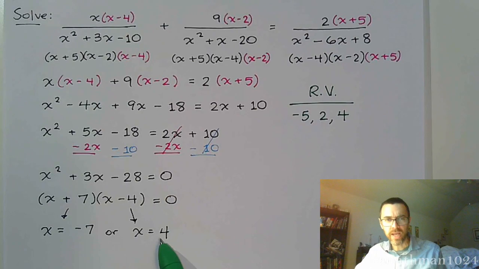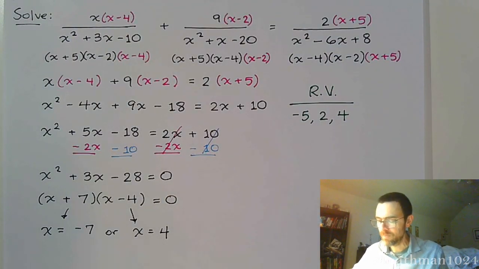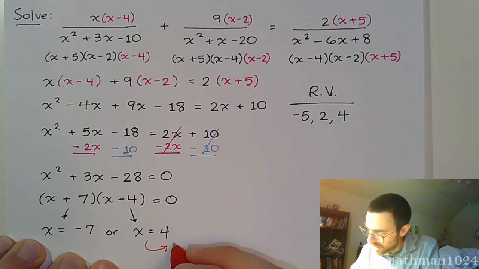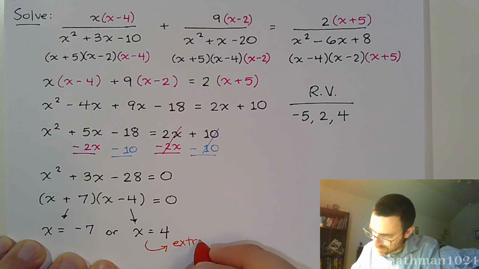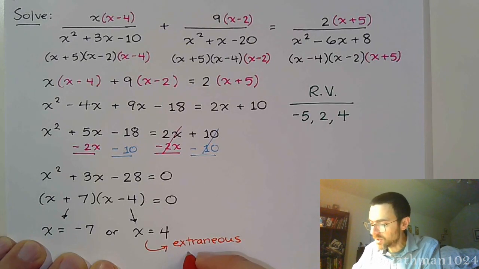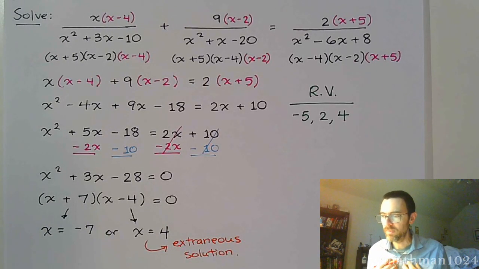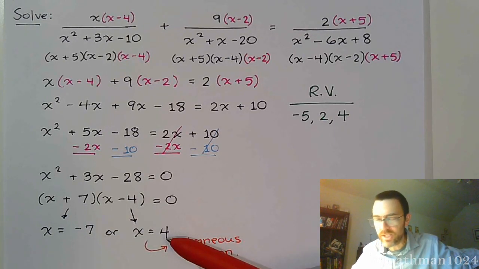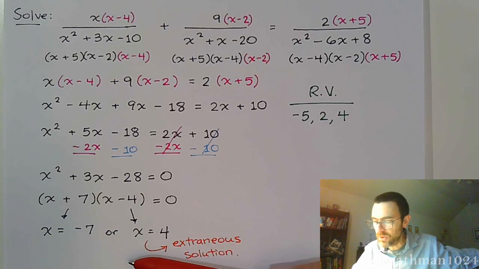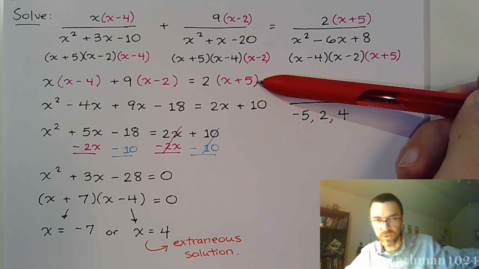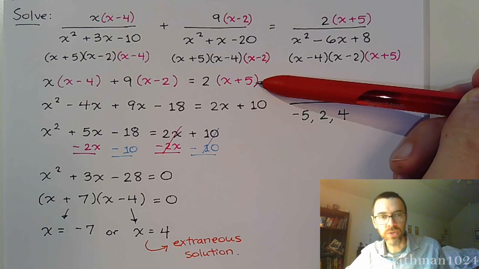Oh, wait a minute. x equals 4 is a restricted value. So here's what that means. That means that this guy is what we call an extraneous solution. What we need to understand is that we didn't do anything wrong. x equals negative 7 and x equals 4 are perfectly fine solutions to this equation, to this one, and this one. However, we have to go back to the original equation.